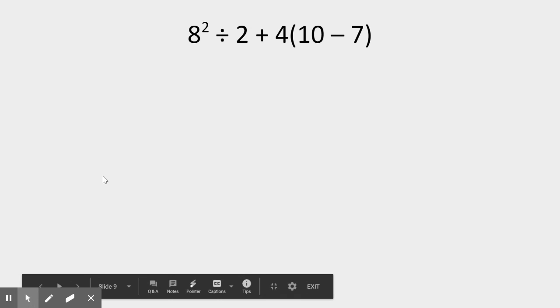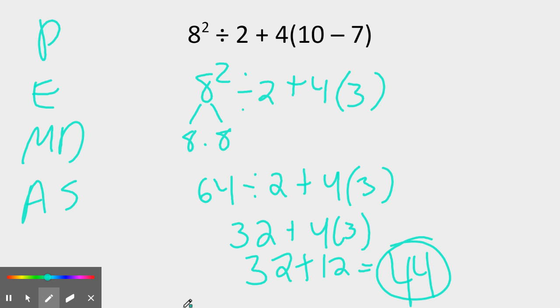All right, so go ahead and pause the video and let's try this one on your own, and we'll see if your work matches up with mine. All right, so I want you to go ahead and check your work with mine. So I see we had parentheses, so that's why I subtracted 10 minus 7 and I got 3, and I rewrote the problem. Then I see I have exponents, so I know 8 squared is the same as 8 times 8, which gives me 64, and rewrote the problem.